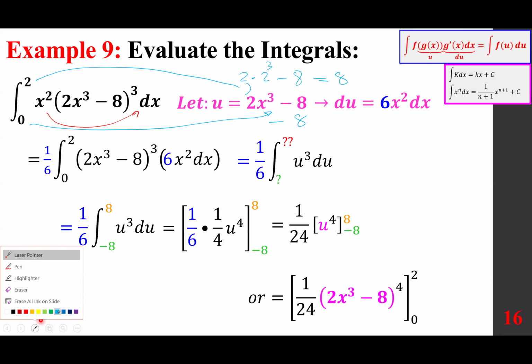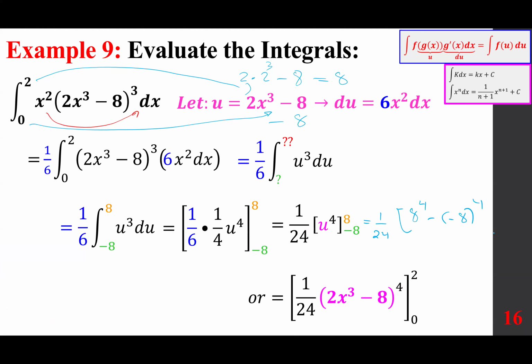Notice here's the reason, everybody. We put 1/24 and then 8 to the power of 4 minus -8 to the power of 4. Please understand, because the exponent is even, 8 to the power of 4 and -8 to the power of 4 are identical, their difference is 0. So that goes fast.